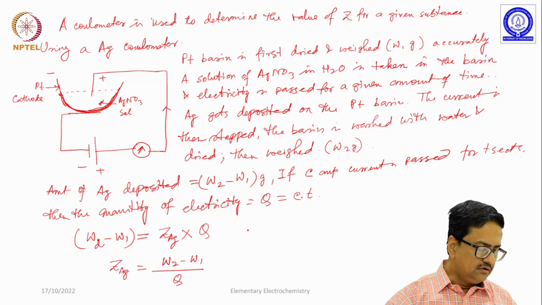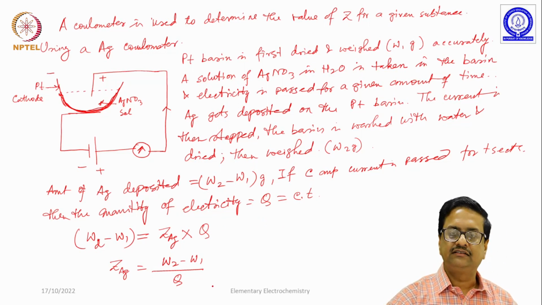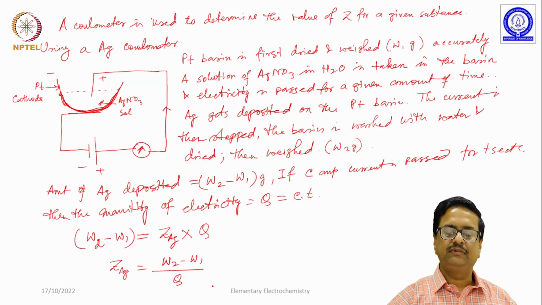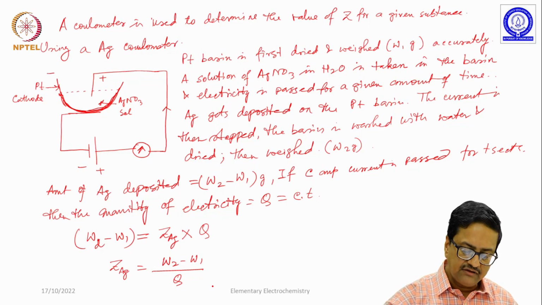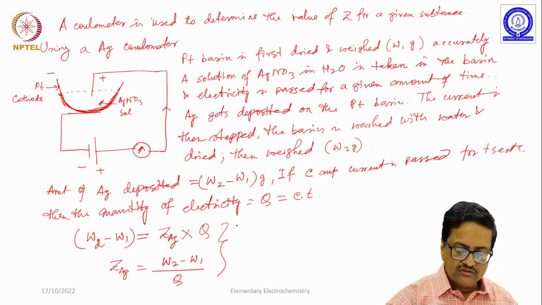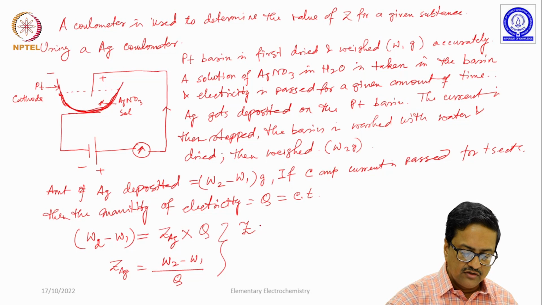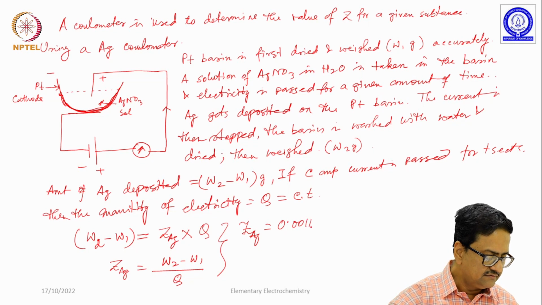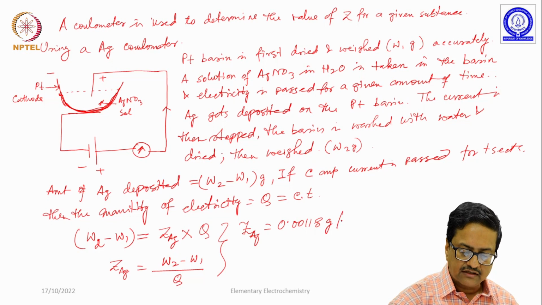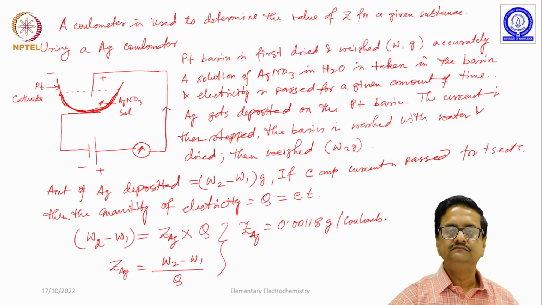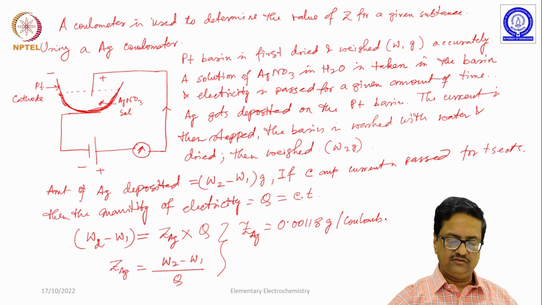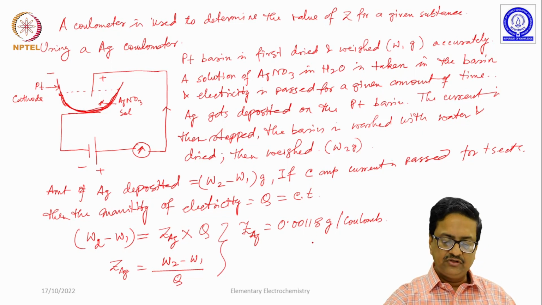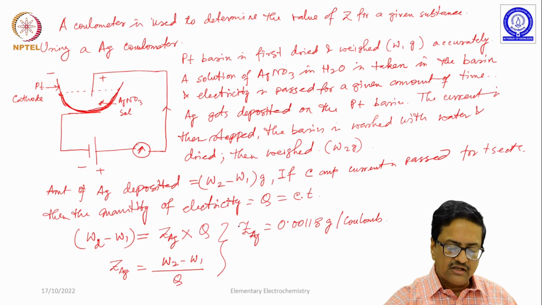Now, if we pass 1 Faraday of electricity, then what will happen? We are passing 1 Faraday of electricity to deposit silver. So, in that condition, the amount of silver that will be deposited will correspond to Z Ag equal to 0.00118 gram per coulomb. So, if we pass 96500 coulomb of electricity, then 1 gram equivalent of silver will be deposited, which is equivalent to this.